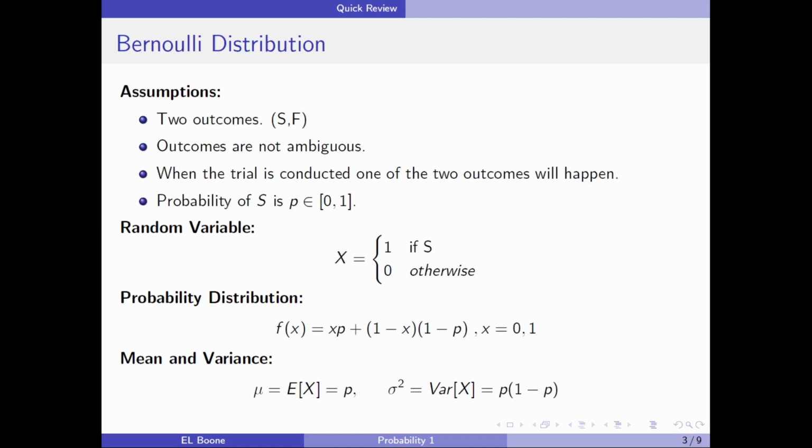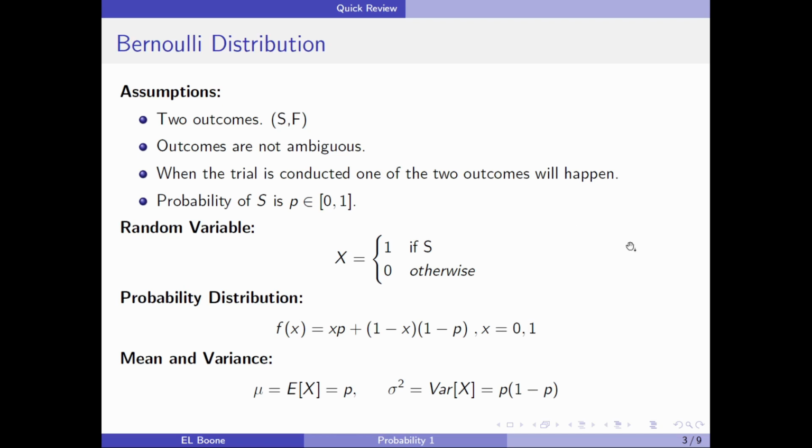Remember, it's a Bernoulli trial, has two outcomes, S and F. We'll call them success and failure. The outcomes are not ambiguous. It's one or the other, and it must be one or the other. When the trial is conducted, one of the two outcomes will happen. The probability space is that the probability of S, our success, is in the interval from 0 to 1, and that's all I'm going to say about it.